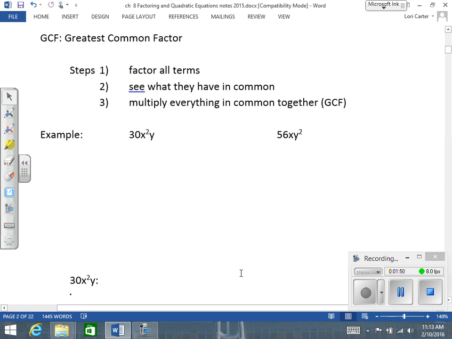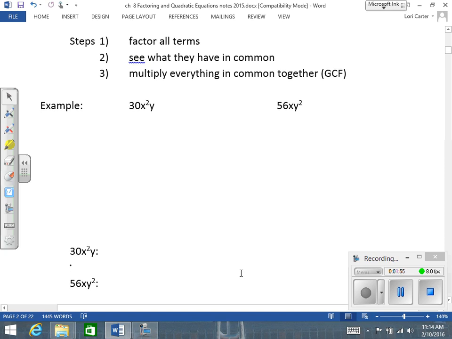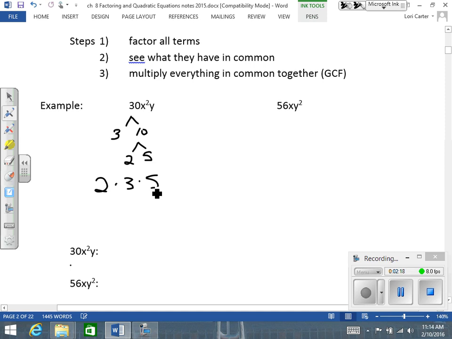Okay, now we're going to go from that to the greatest common factor. The greatest common factor is you factor both of them, and then you look at what they both have in common. What they both have in common is what you write down. So what's 30? 10 and 3. Then what? 5 and 2. So I'm going to write them in order just because it's easier. That's a 2 times a 3 times a 5. How many x's do I have? 2. And how many y's? 1.